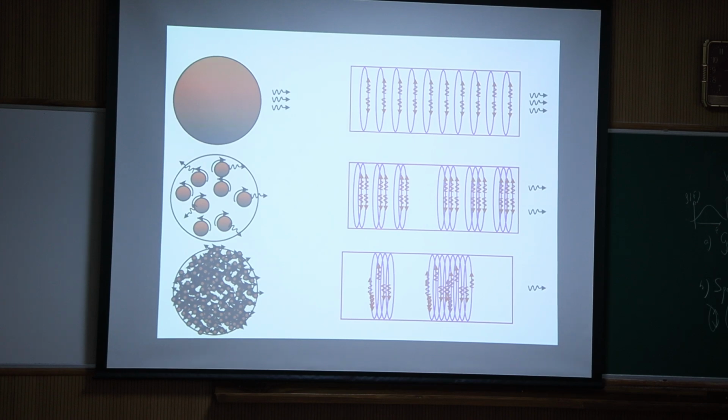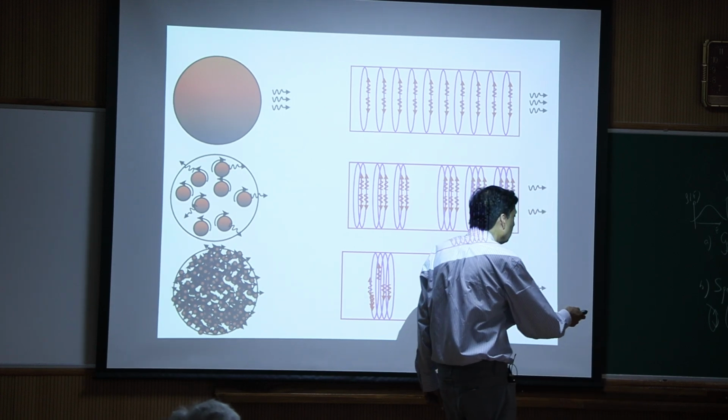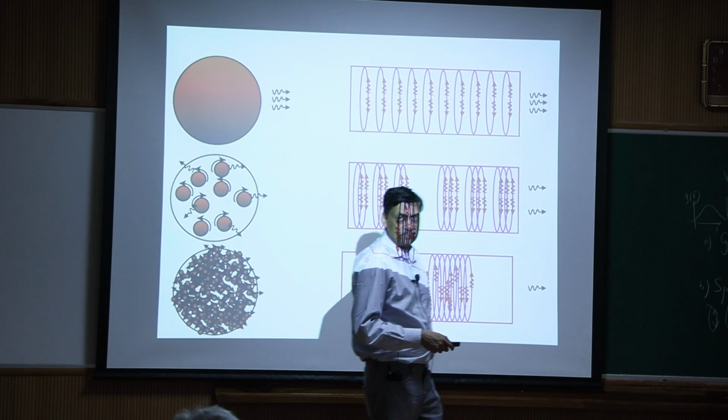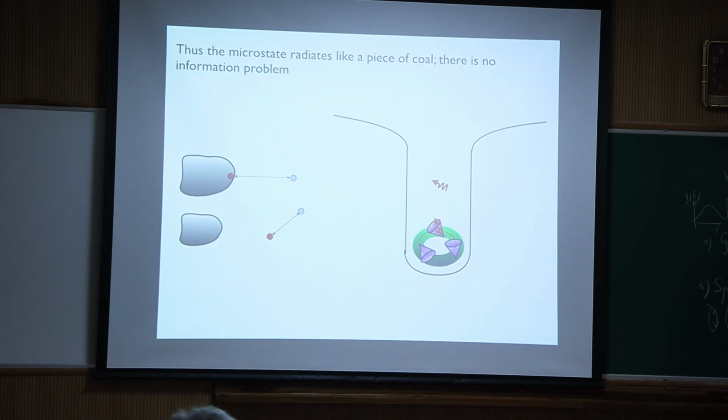With those two, you can then imagine that these have no information puzzle. If you take these two more complicated things, you still have no horizon, but the rate will agree with Hawking. That would be the hope, but that you cannot show because you can't make all the states.